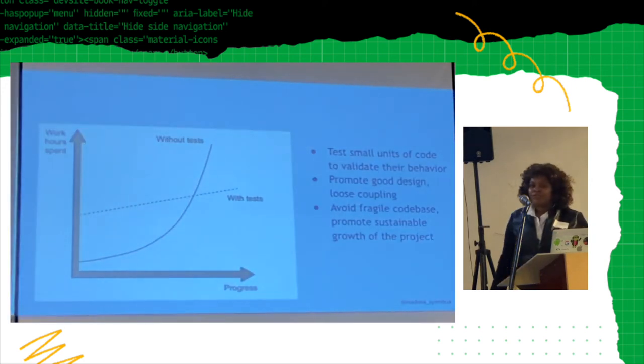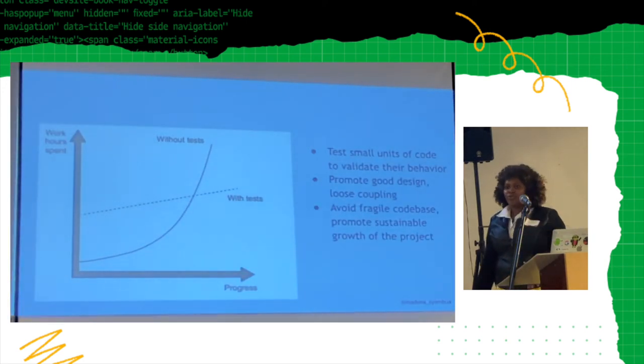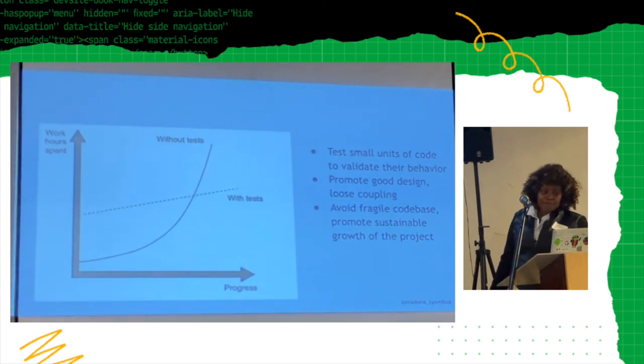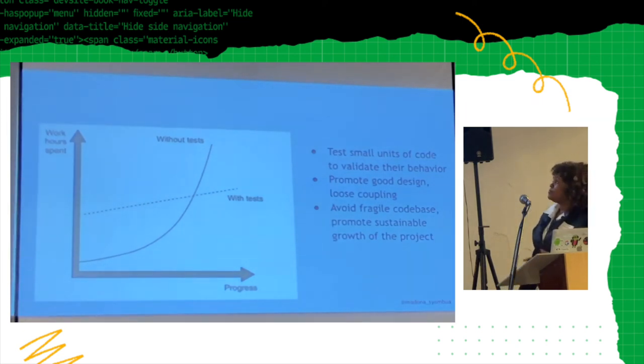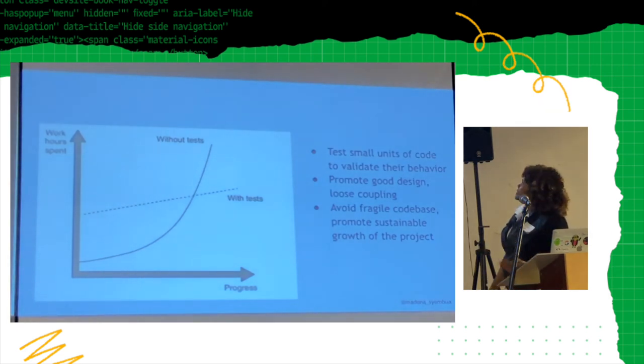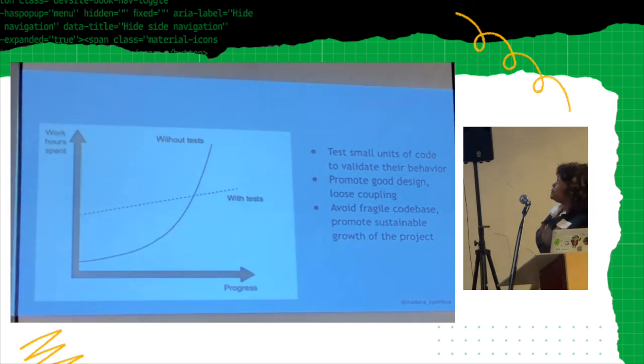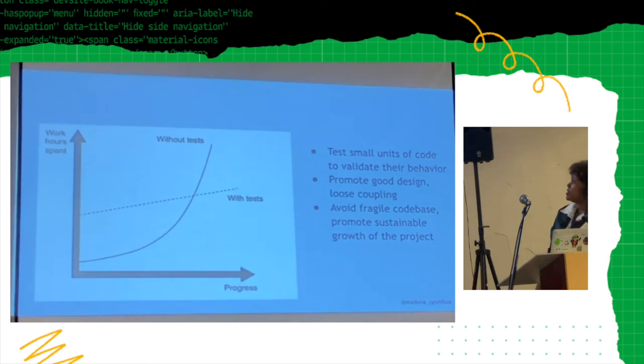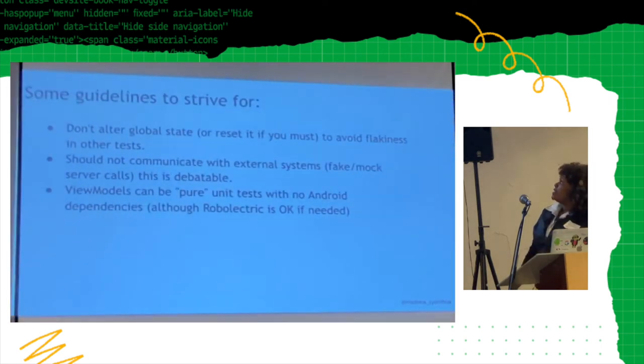Now that we've talked about UI tests, which was a big part of my talk today, I just wanted to talk a little bit about unit tests, because I think you cannot tie everything up if you don't touch on unit tests too. They're very important to have. Here I just wanted to talk about some of the importance of unit testing. It tests small units of your code to validate their behavior, promotes good design and loose coupling, avoids fragile code bases, promotes sustainable growth of the project, and there are some guidelines to strive for.